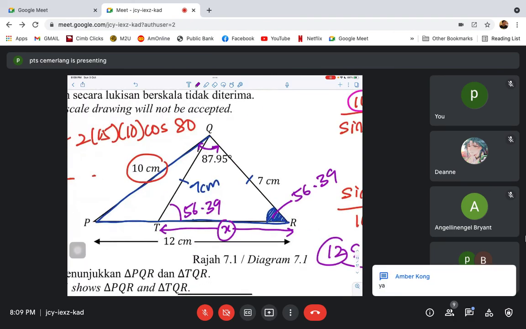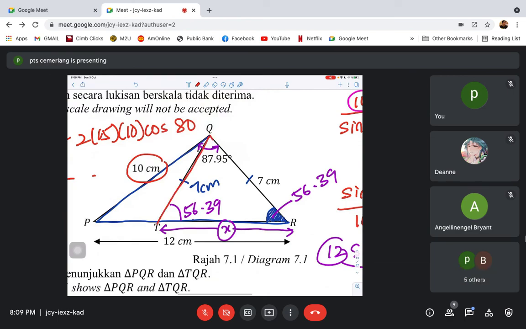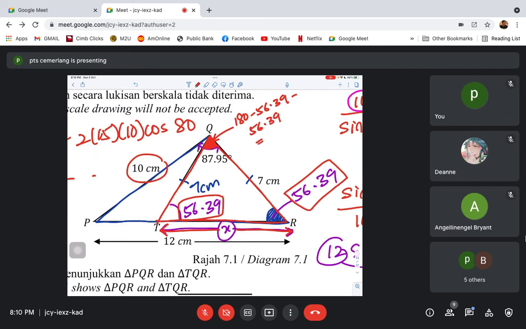And then I am actually focusing on this triangle. I only want to focus on this triangle, because I'm looking for TR. So the angle should be this one, and not 87.95. So how do I find this angle? This one is 56.39. This is also 56.39. So 180 minus 56.39 minus 56.39. What do I get here? I will get something like 67.22. Okay, Amber?